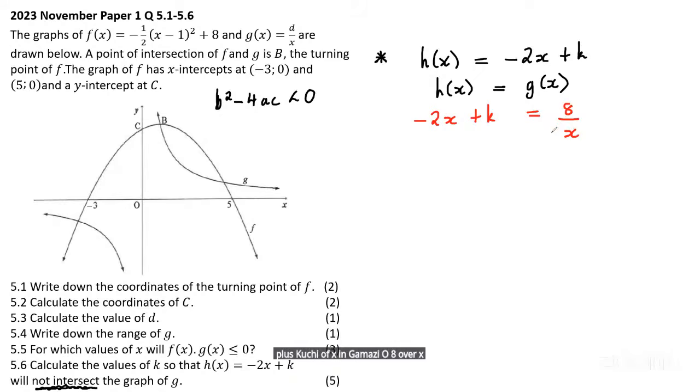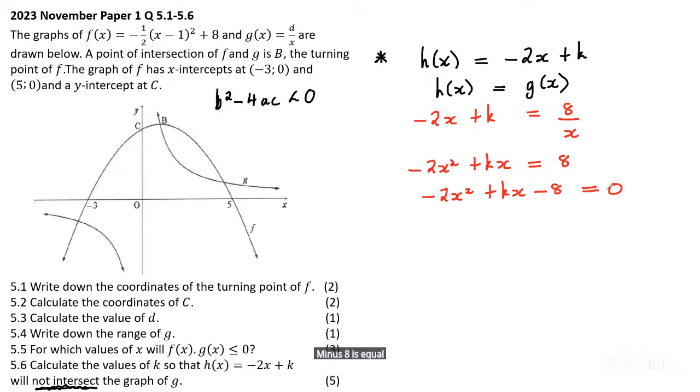I do some algebra here. Maybe cross multiply everything by x. Negative 2x squared plus kx, all this is equal to 8. Then maybe bring them home. I've got negative 2x squared plus kx minus 8 is equal to 0. From here, I can identify my A, coefficient of x squared, my B, coefficient of x, my C, negative 8.